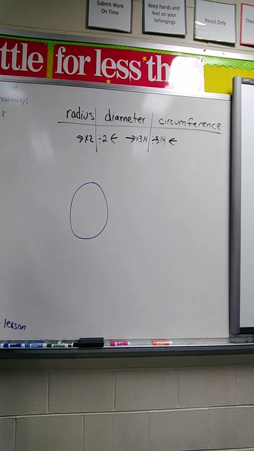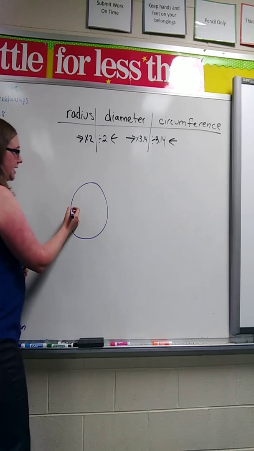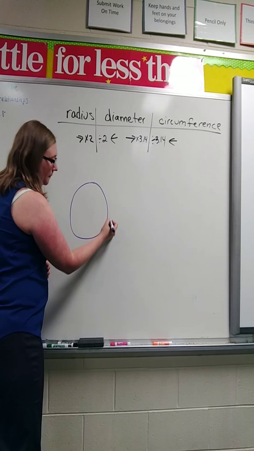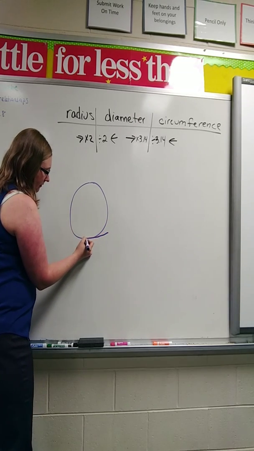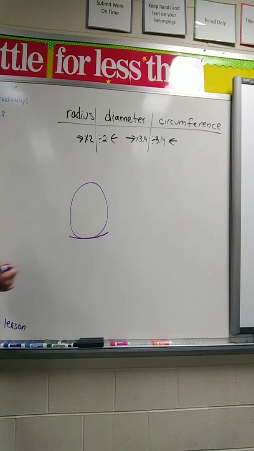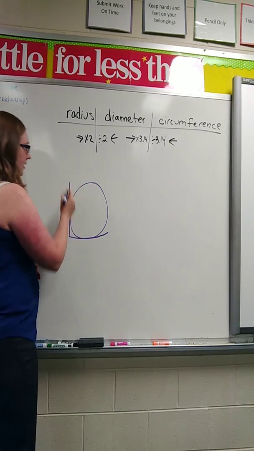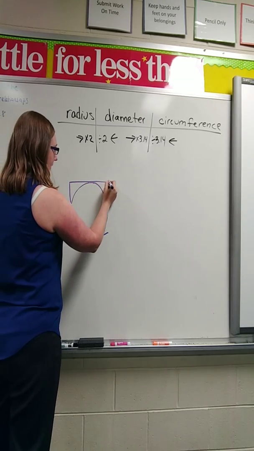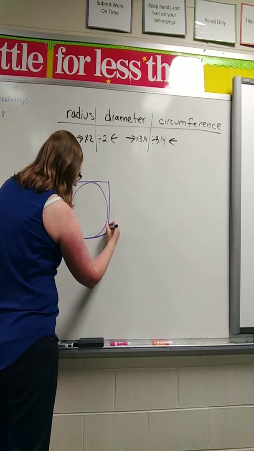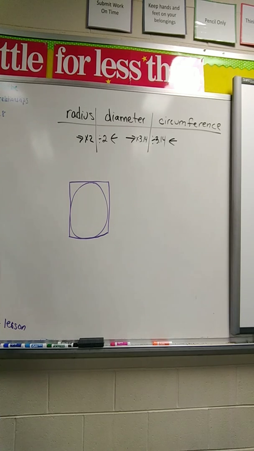Not the radius. Diameter. Okay, so the diameter goes all the way across. So, that means that it would go all the way out here. That would be my length, and my width would go all the way here. And if I multiply the 2 together, then that would give me the area of the box that circle is sitting in.